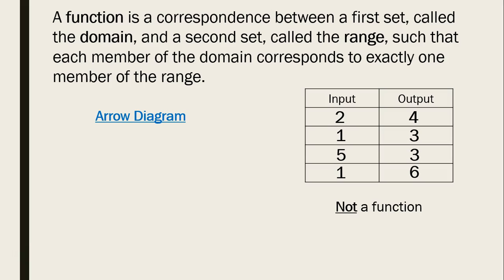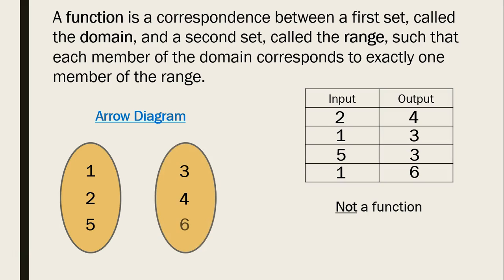Now let's take a look at what we just did and the numbers we see in this table, and let's draw what's called an arrow diagram to show that correspondence between the members of the domain and the members of the range. The domain consists of the numbers 1, 2, and 5. That's all of our inputs. And the range consists of the numbers 3, 4, and 6. That's all of our outputs. The arrows are going to show how the domain values led to the range values. So for example, the first line of our table, an input of 2, led us to an output of 4. So we can show that with an arrow. In the second line, an input of 1 led us to an output of 3. Then an input of 5 led us to an output of 3. And then finally an input of 1 led us to an output of 6.